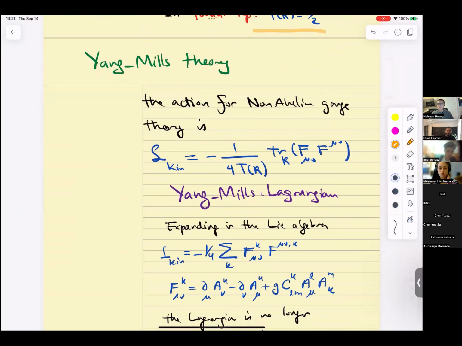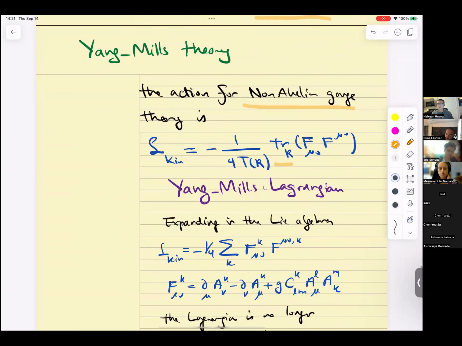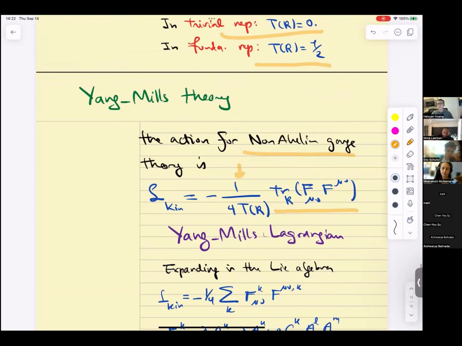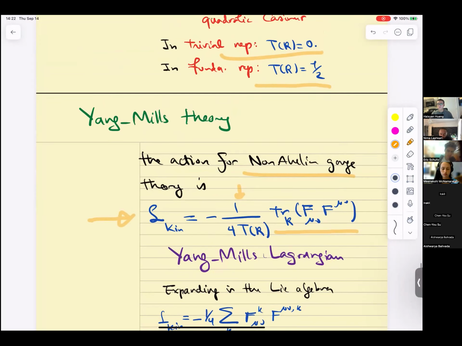So now we're ready to write down the action for non-abelian gauge theory. The action is going to be the trace of F mu nu, F mu nu. These are matrices, representation matrices. And to properly normalize it, I'm going to divide it by T of R, this quadratic Casimir, so that nobody ever worries about normalization, right? This way, I just make it independent of your choice of normalization and my choice of normalization. Is this action clear? This is called the Yang-Mills Lagrangian.